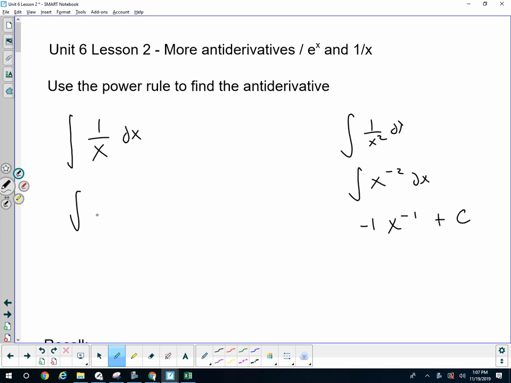I'd rewrite this as x to the negative first. And then I get x to the 0 if I add 1. And then multiply by the reciprocal of 0. Is that right? Turns out the power rule does not work for x to the negative first, because that's not correct.